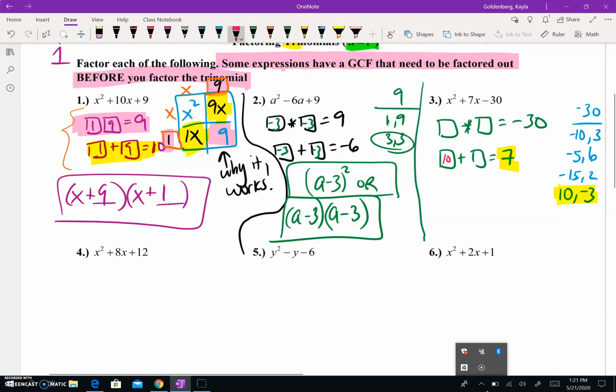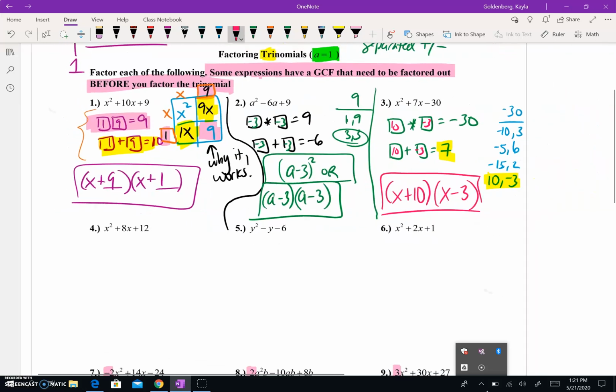Okay, so a 10 and a -3 would add to 7. 10 and a -3 would multiply to be -30. So I'm going to make it x plus 10 and x minus 3. And we're all set. Okay, guys, you have 3 practice problems to do on your own.